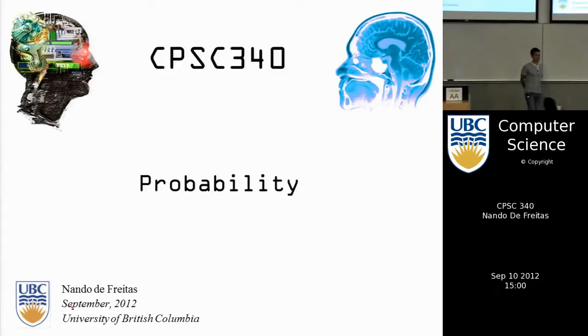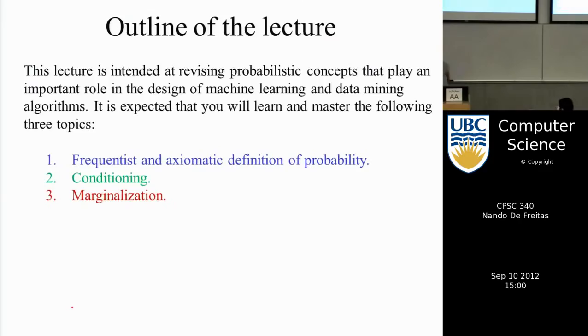Today's class begins the revision of the basic mathematical concepts that I think everyone has to have in order to be able to do machine learning. So today we'll talk about probability, and in particular two very important operations of probability, conditioning and marginalization. I will define these and we'll try a few examples. And these are extremely, extremely important.